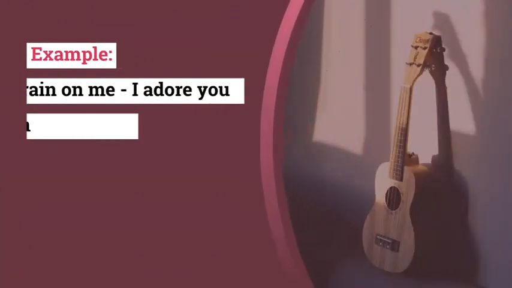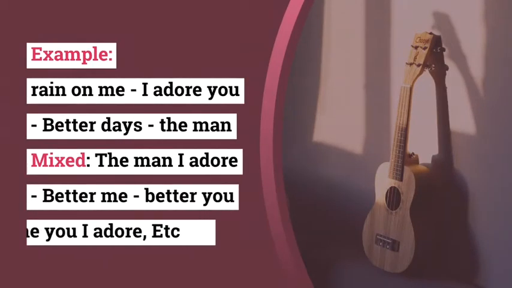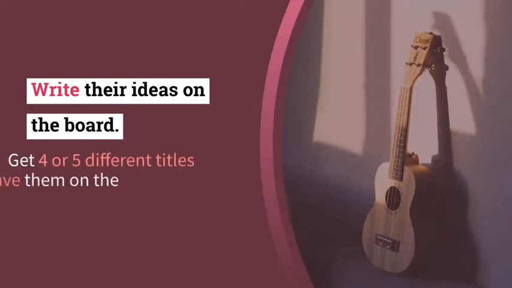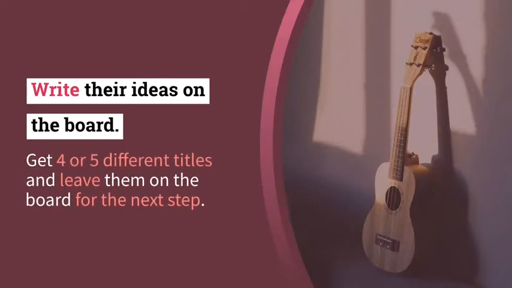Example: Rain on Me, I Adore You, Better Days, The Man. Mixed: The Man I Adore, Better Me, Better You, The You I Adore, etc. Write their ideas on the board. Get 4 or 5 different titles and leave them on the board for the next step.